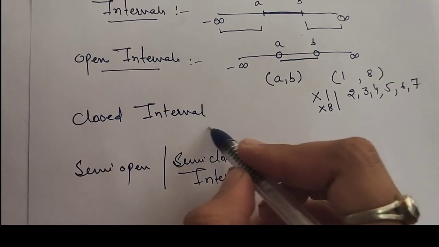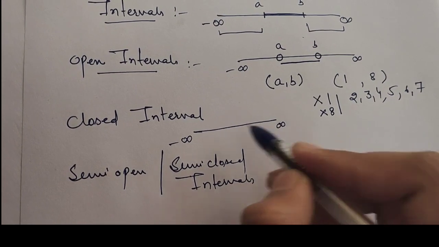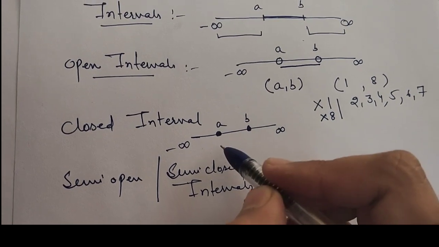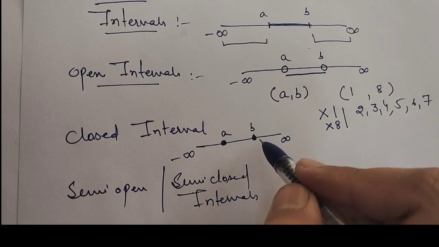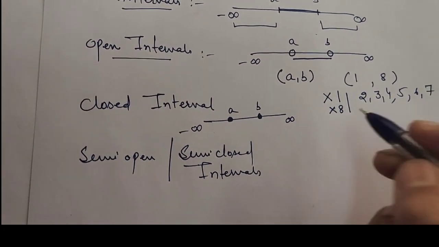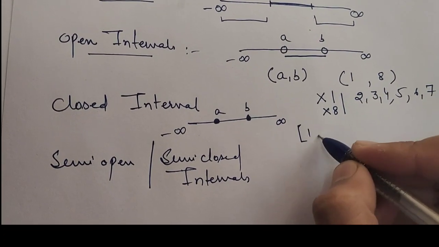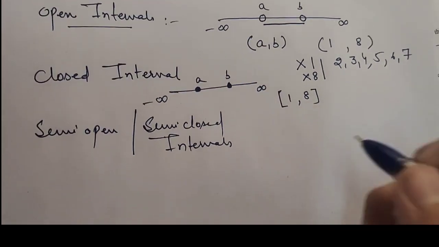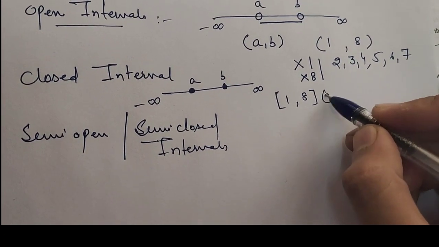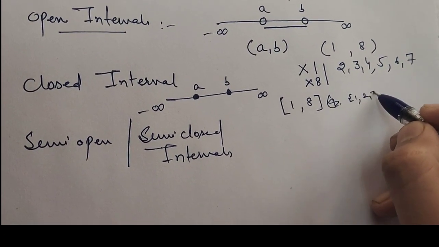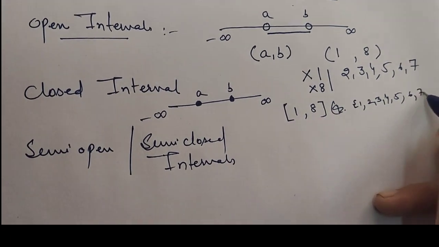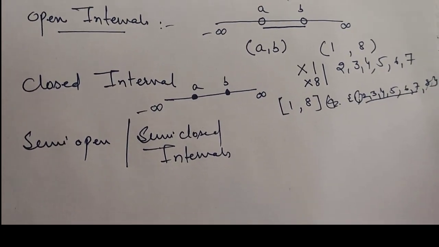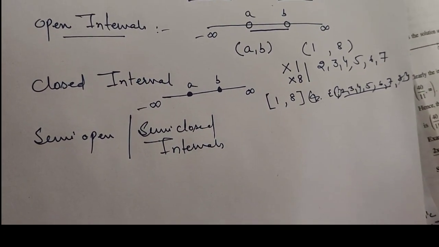Closed interval is represented with a solid dot. This means it contains A and B and the numbers that lie between A and B. It is written with square brackets. For example, [1, 8] contains 1, 2, 3, 4, 5, 6, 7, 8. The numbers in between, and 1 and 8 are also included in this interval.